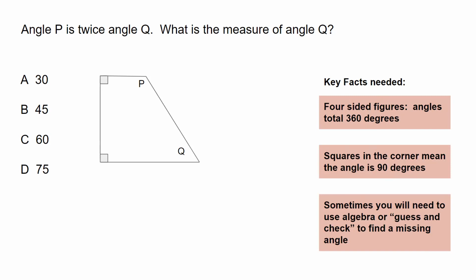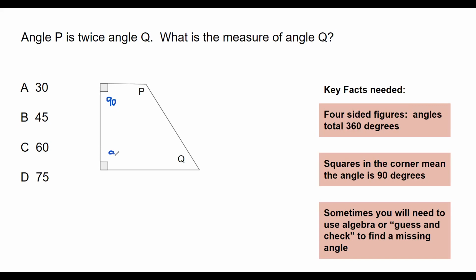So I'm going to use guess and check in this case, but I'm going to start out by noting that this is 90 degrees and this is 90 degrees. So we start out with 360, we subtract 90, we subtract another 90, and we're left with 180 degrees. So that means that angles P and Q must add up to 180 degrees.